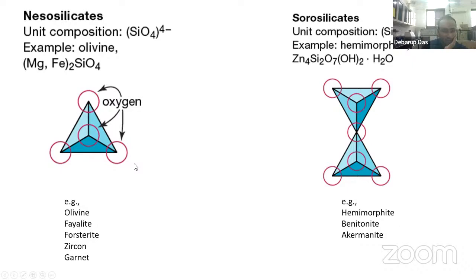So, questions may be asked: what is the oxygen sharing in nesosilicate? It is none, zero, nil. No oxygen sharing in nesosilicates. Sorosilicates, one oxygen or maybe two oxygen maximum. And soro and neso, both of them are basically isolated. They are not infinite. So they are also known as orthosilicates or even island silicates. They are called island silicates because they are separate, like islands. Islands are separate and not combined with the mainland. So they are isolated.